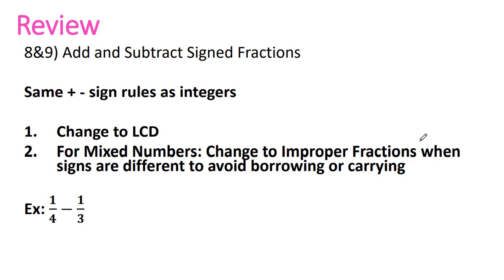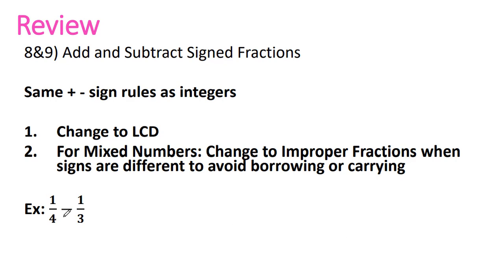For lessons 8 and 9, we learned about adding and subtracting signed fractions and multiplying and dividing signed fractions. We follow the same adding and subtracting sign rules as integers, with a little bit of a twist, in the sense that we need to change to our lowest common denominator as we learned with positive fractions, but with mixed numbers, we're going to change to improper fractions. We're going to avoid borrowing or carrying whenever possible when we have negative signs.